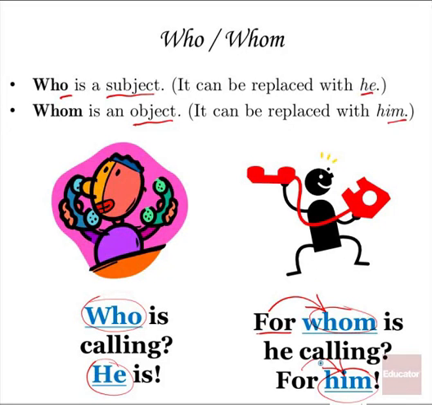Now, the reason he and him is helpful here is because if you switch them, it doesn't work at all. You wouldn't say him is calling. No, you'd say he is. So it should be who is calling. You wouldn't say, I'm calling for he. You would say, I'm calling for him. Therefore, for whom am I calling? This is how to tell who and whom. Just remember he and him. Who is he and whom is him.